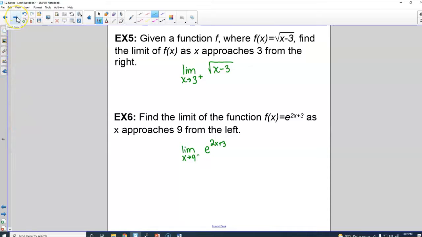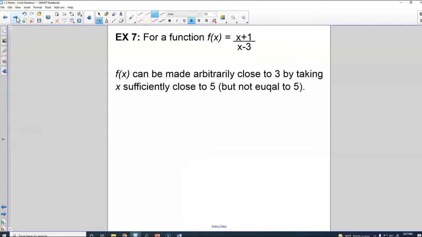Alright, now let's look at this next one. It's wordier. Okay, so for a function f of x equals x plus 1 over x minus 3, f of x can be made arbitrarily close to 3 by taking x sufficiently close to 5 but not equal to 5. Alright, so arbitrarily close, sufficiently close, it should tell you you're doing a limit. So we're going to have limit. And then we've got our function over here, x plus 1 over x minus 3. Okay, what is x approaching? What is your x getting close to?